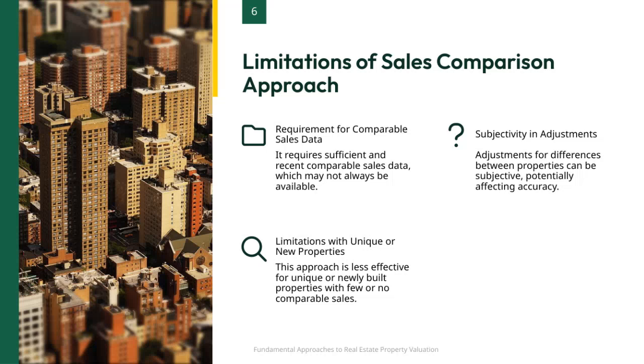sellers. When using the sales comparison approach, there are some important limitations to keep in mind. First, this method relies heavily on having enough recent and comparable sales data available. Without sufficient data, it becomes difficult to make accurate comparisons. Second, the process involves making adjustments to account for differences between properties, and these adjustments can be quite subjective. The subjectivity can impact the overall accuracy of the valuation. Lastly, this approach is less effective when dealing with unique properties or newly built homes, since there may be few or no comparable sales to reference.